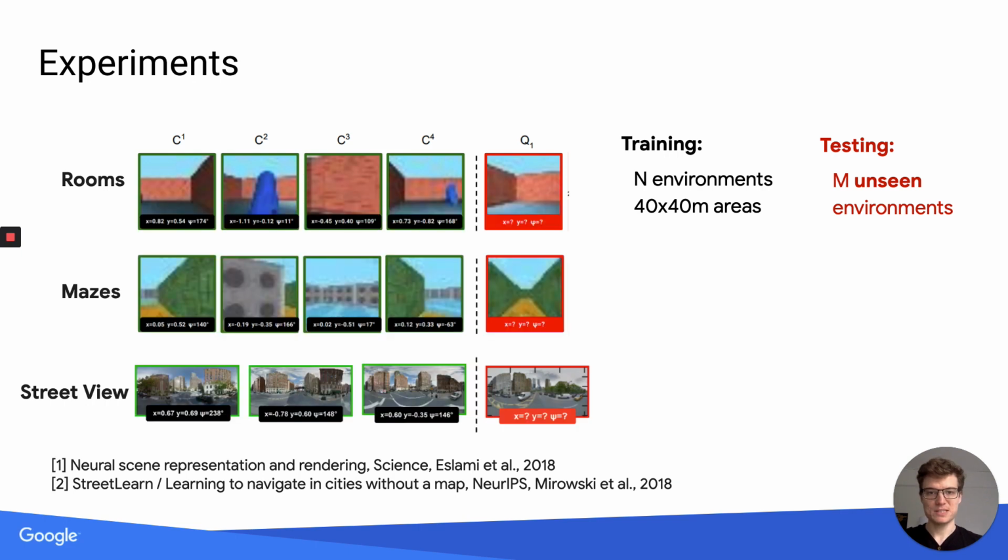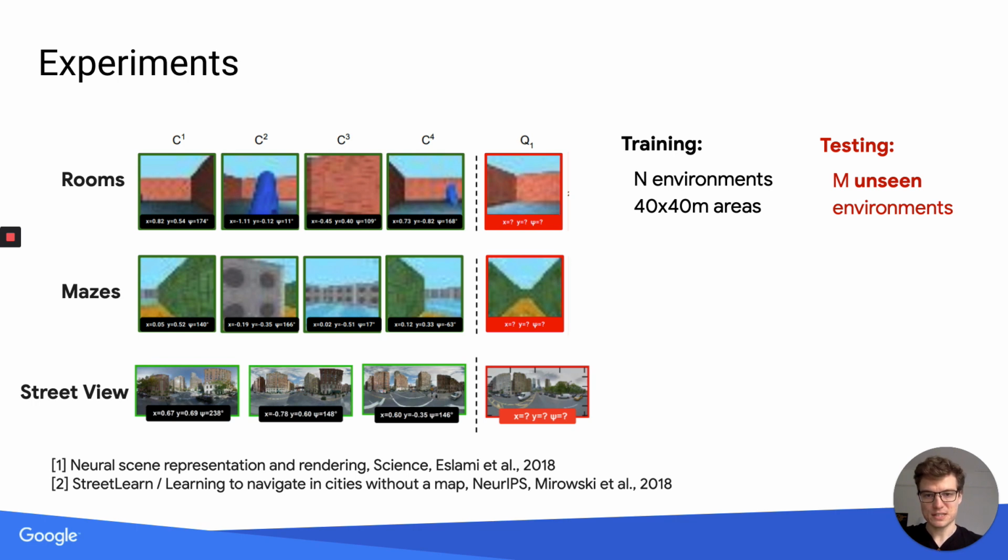We ran experiments in 2 synthetic domains from the literature, as well as a real-world domain based on the Street View dataset. In each example, we are given a few context images with known viewpoints, these are shown in green, and 1 or more query images with unknown viewpoints, shown in red. The images are all taken from different 40 by 40 meter large areas.